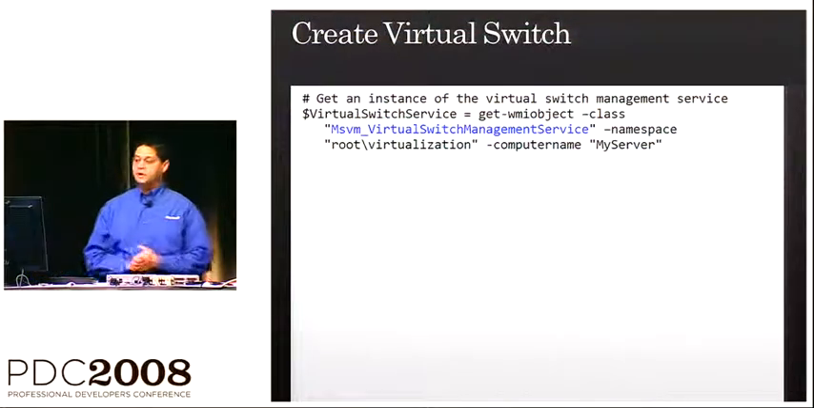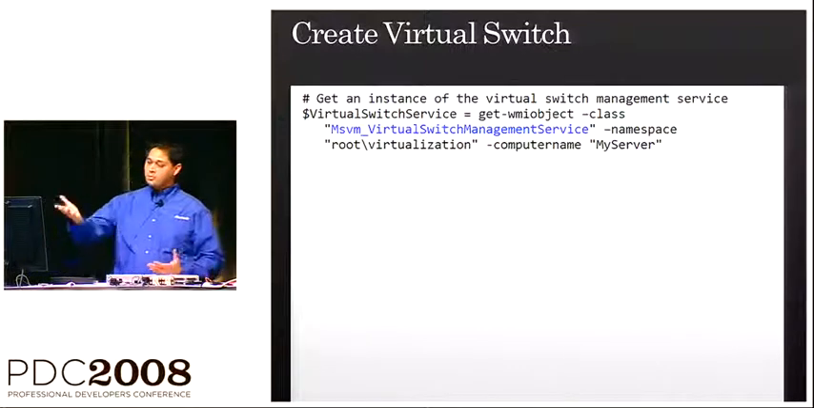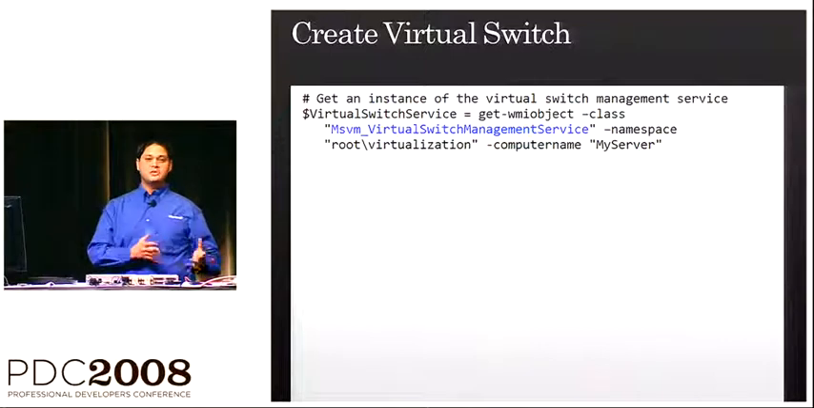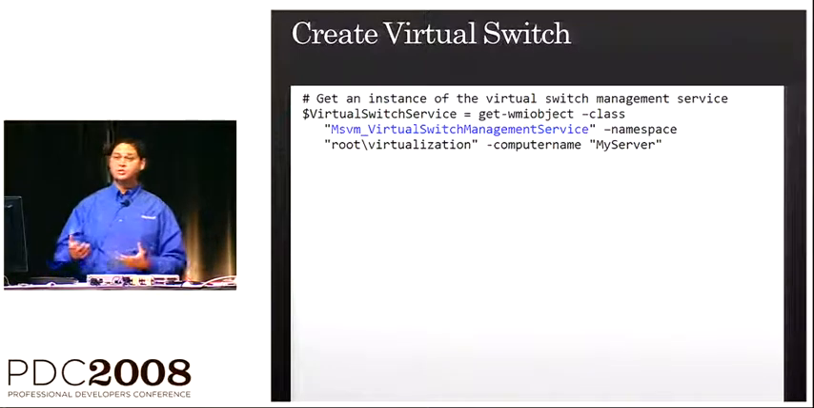So, a use case for networking. We'll basically go through and set up a switch with all three of those connections. First, we've got this thing called the Virtual Switch Management Service, essentially the same sort of concept that we had with the virtual system management service. It's got a bunch of methods on it for creating, deleting, and managing virtual switches.